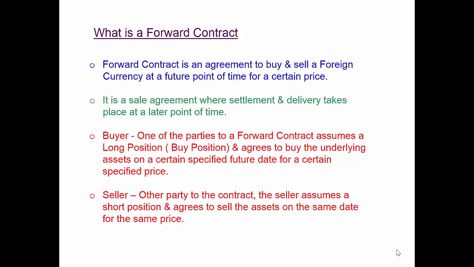One of the parties to a forward contract assumes a long position, that is called buy position, and agrees to buy the underlying asset, here any one currency, on a certain specified future date for a certain specified price. The other party to the contract is the seller, who assumes a short position, meaning sell position, and agrees to sell the asset on the same date for the same price.